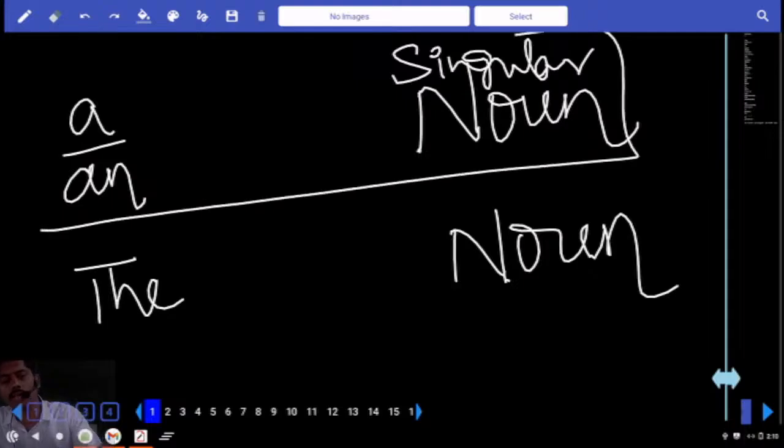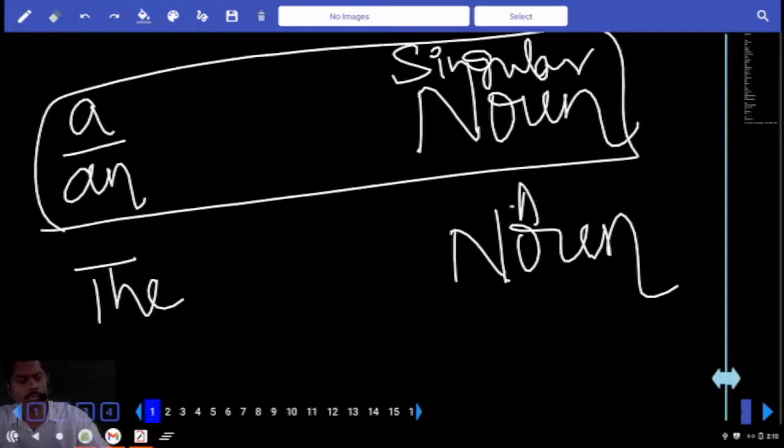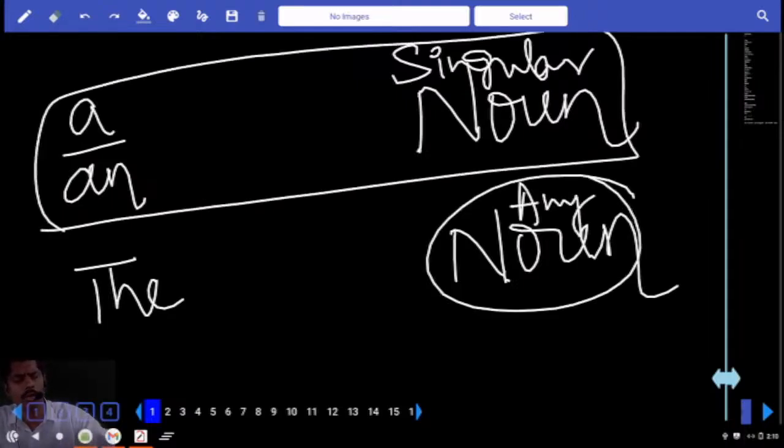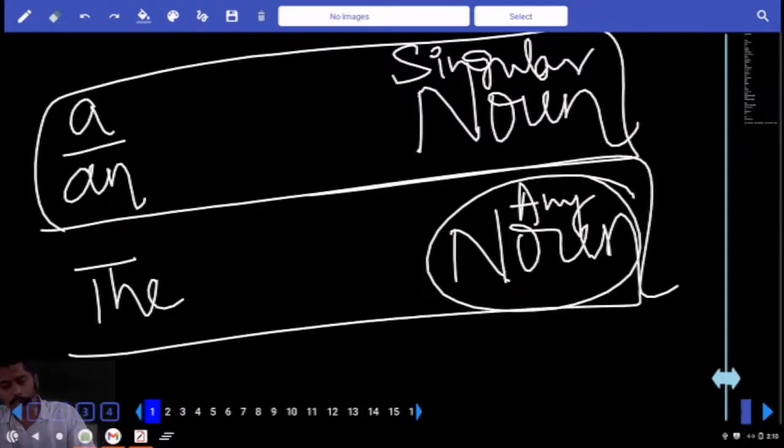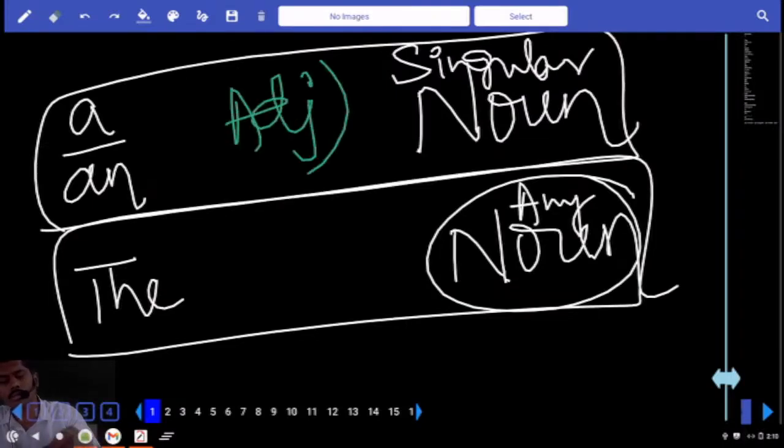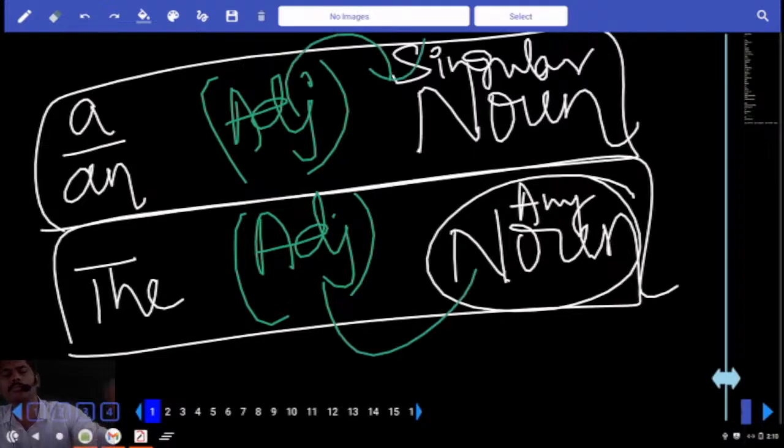After a, a singular noun; and after the, any noun can be used: singular, plural, countable, uncountable. After the definite article the, a noun is compulsory. Sometimes we can take the help of an adjective. What does this adjective do? The adjective will tell the quality of this noun. Noun is compulsory, adjective is optional. Whenever an article comes, a noun should be there. Without a noun, there should not be any article.